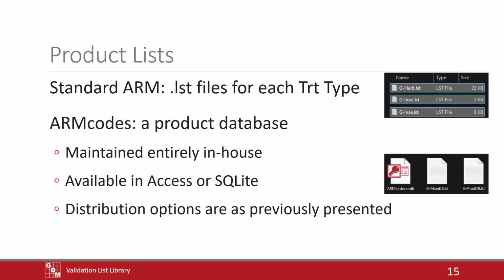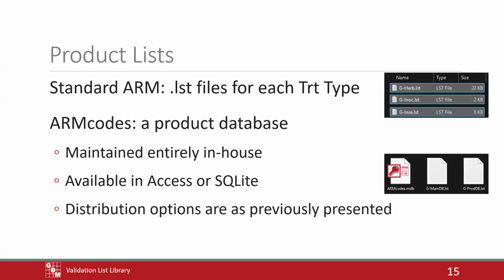I did mention product lists a lot, and the standard way ARM implements those is there is a list file, LST, for each treatment type. So here on the screen, your herbicides, the inoculants, insecticides, G-herb, G-inoc, G-inse, they just match up with each treatment type. It's really just for cataloging, making them each separate, but there are just these little files that sit on your computer.